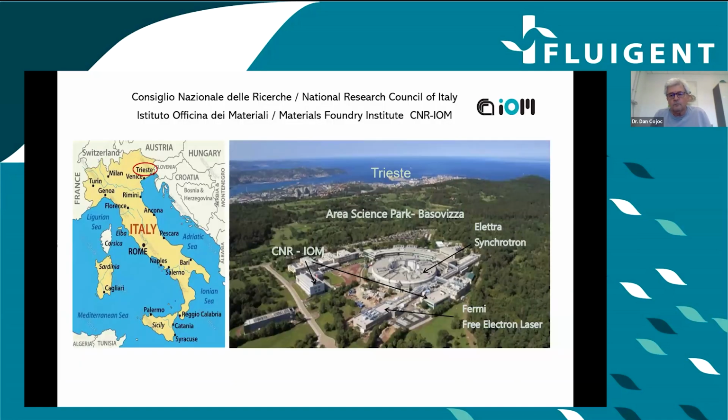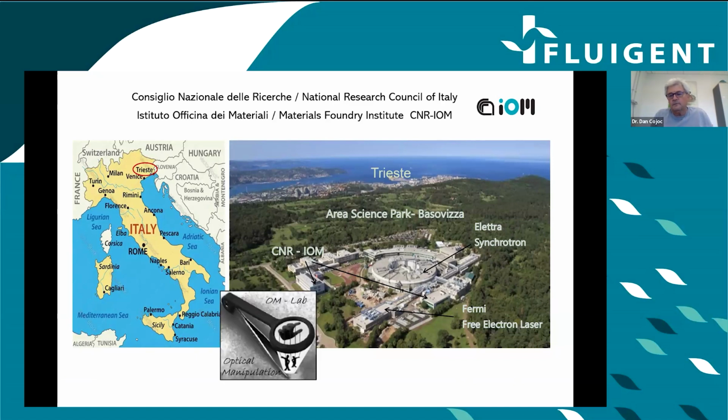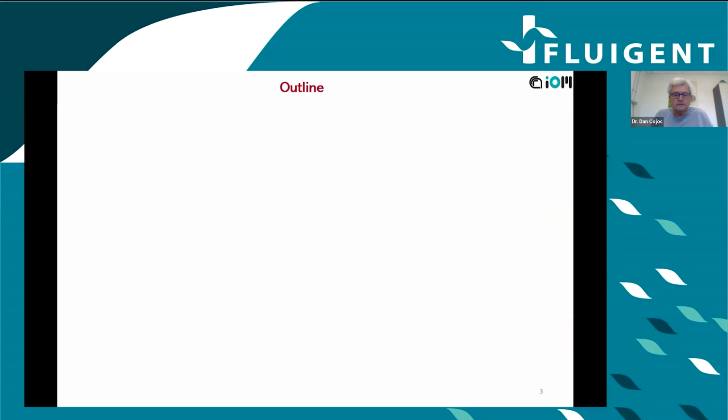Just to have a look where we are. So we are in the northeast of Italy, close to Croatia and Slovenia. Here you can see the Area Science Park, where we have the Elettra synchrotron and the Fermi free electron laser. So it's a large area science park, and our institute is over here. And my lab, called Optical Manipulation, because it is based mainly on optical tweezers microscopy, is within this institute.